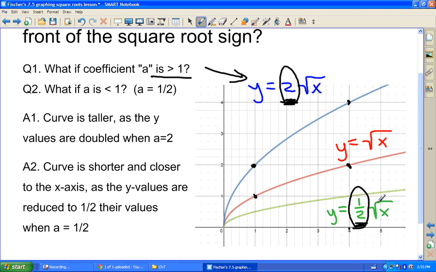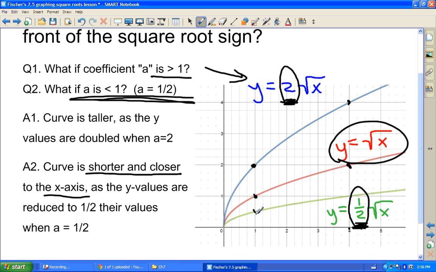Now, same thing happens with the green one when a is 1/2, or when this is less than 1. When a is less than 1, the curve gets shorter and closer to the x-axis because all these values are cut in half. When the base value is 1 for this function, that 1/2 makes this 1/2. When x equals 4, when this is 2, it becomes 1 because 1/2 of 2 is 1. So notice what the a value does. It changes the shape of the curve by either doubling it or by cutting it in half. Now, if a was -1, this would flip the whole graph over to where you get the graphs down below, but we're not going to look at an example like that just yet. So understand what the coefficient does in front of the square root sign. It changes the shape of the curve.